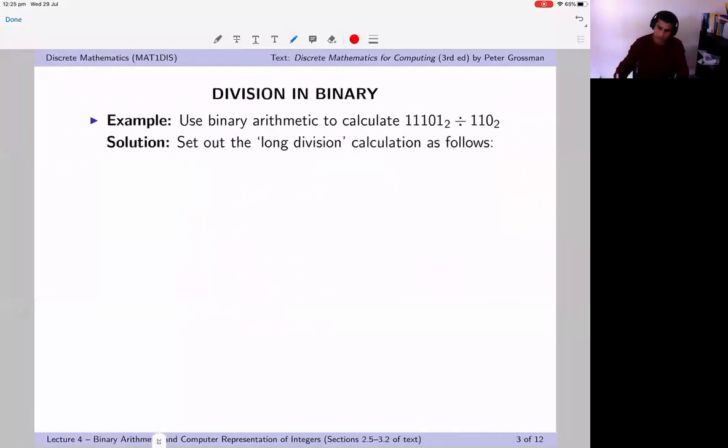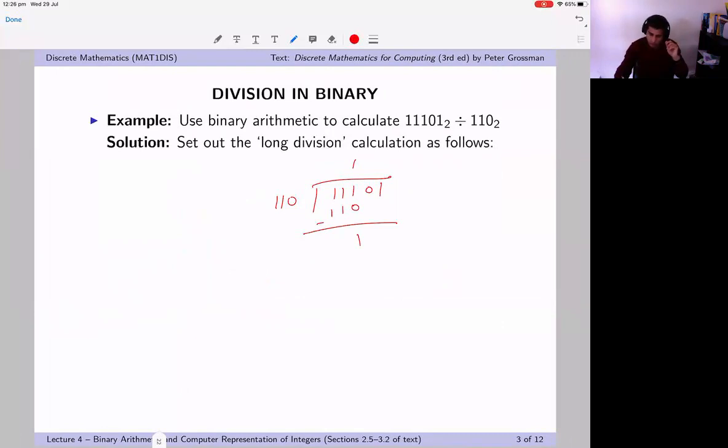What I mean is, if I'm dividing 11101 by 110, how am I going to do that? First of all, I multiply 110 with 1 to get 110, and now I subtract it. When subtracting, 1 minus 0 is 1, then 1 minus 1 is 0, 1 minus 1 is 0, and I don't have to write zeros on the left. So the difference is 1. As you can see, this is 7 minus 6, so it has to be 1.